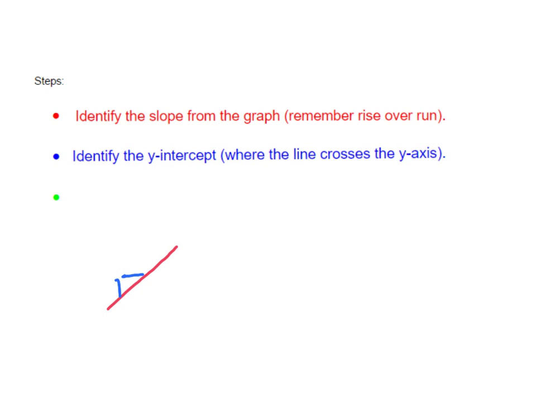Second, we want to identify the y-intercept. Remember, this is where the line crosses the y-axis. So if we have our axes here, okay, and we have our line, we're going to be looking for this point right here.